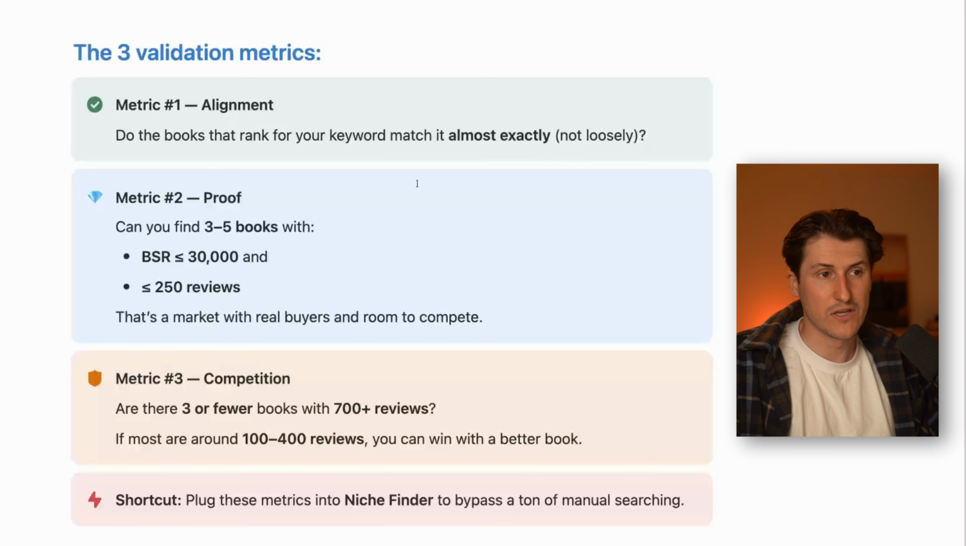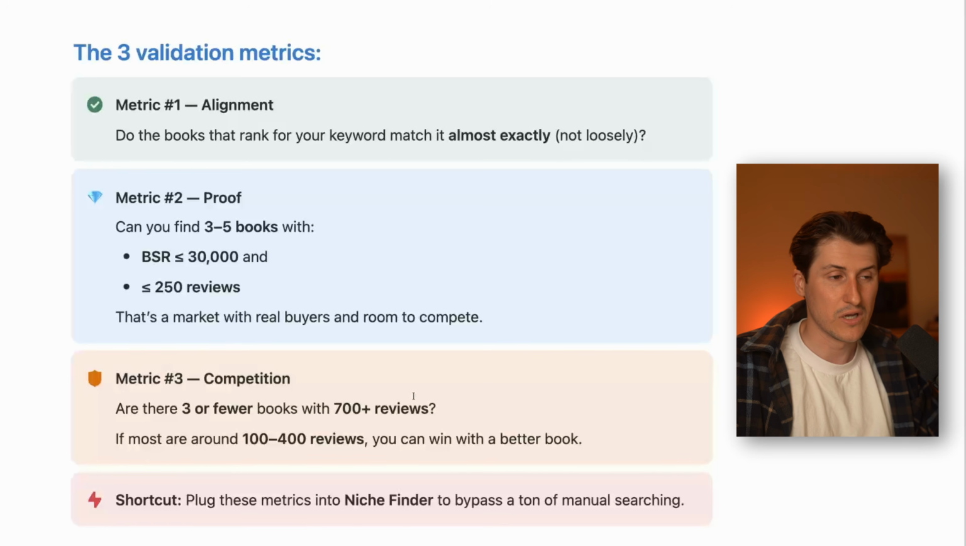So all we're doing is making sure the topic matches, proving the books are actually selling underneath this topic, more importantly, ones with less reviews. And then metric number 3 is competition. Now can we actually compete with these books that are here? And so are there 3 or fewer books with 700 reviews or above?